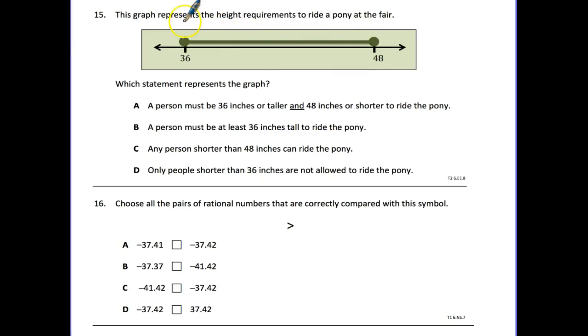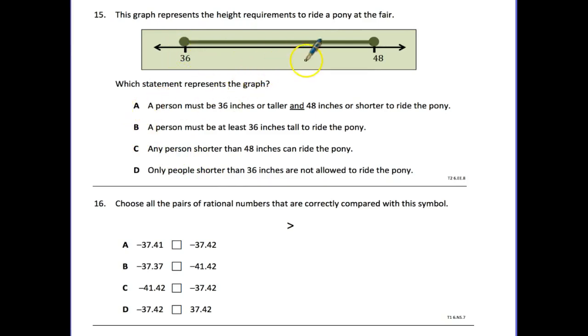Okay, so thinking back to when we were graphing inequalities and graphing equations or graphing expressions, and you had a closed circle, a filled-in circle. We had said it was like holding something in your hand. That number that's below the circle is part of your solution. And I see that this is closed, so I know 36 must be a part of it. And 48 is closed, so 48 has to be part of the answer. It includes 48, it includes 36. So I'm looking at, let's start with D here. Only people shorter than 36 inches are not allowed to ride the pony.